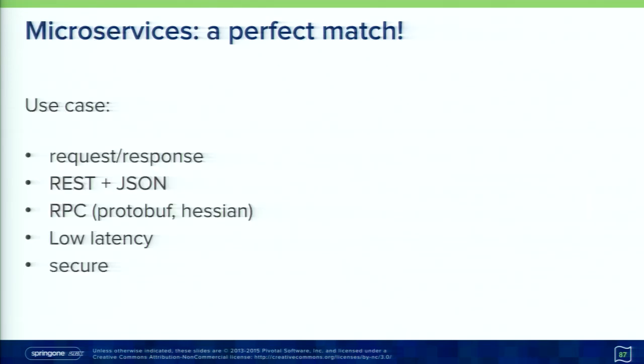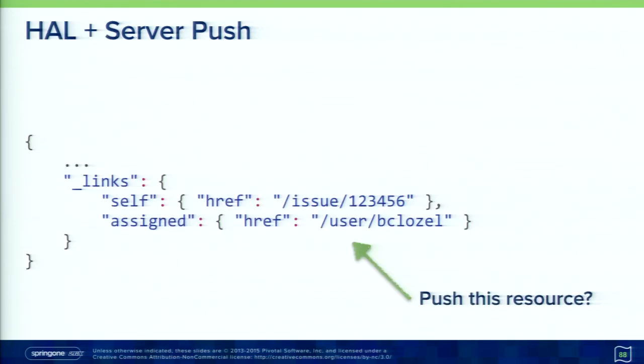And if you think about microservices as well, HTTP2 may be even more ready for this use case than the traditional client server. Because in microservices, when you're talking from server to server with REST APIs, you need request response, REST JSON, you may be using RPC technologies. You want low latency and you want security as well. So it's all built in with HTTP2. So that's a really good use case. And you can even think about HTTP push in that context.